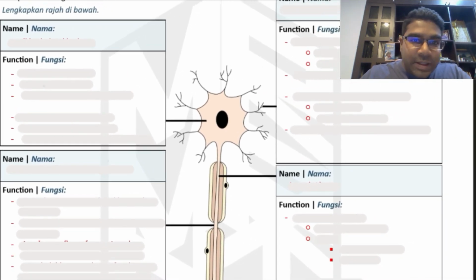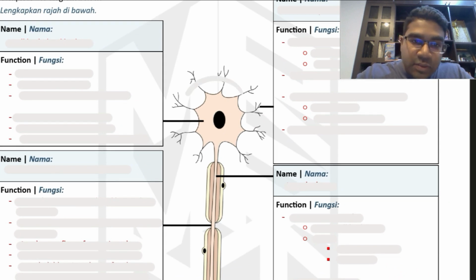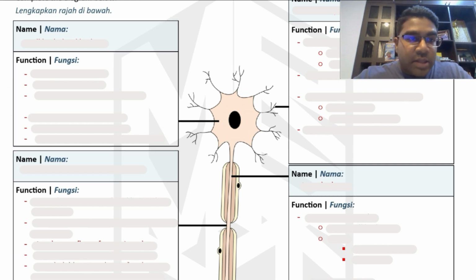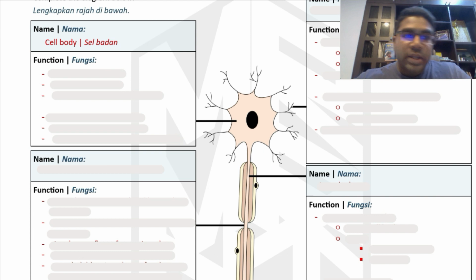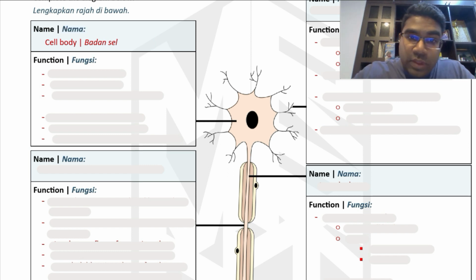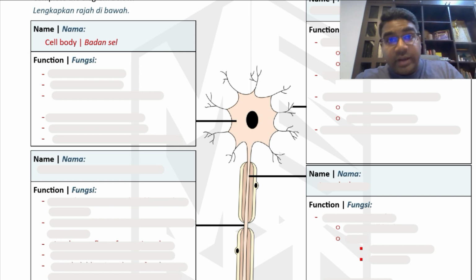So di atas sekali kita boleh nampak ada satu bahagian ini yang mempunyai nukleus di dalamnya. We have a part with a nucleus inside. This is called the cell body. Ini adalah badan sel. Bukan sel badan ya. Ini adalah badan sel. So dalam badan sel ini dia ada nukleus dan sitoplasma, we have the nucleus, cytoplasm dan organel-organel yang lain and other organelles as well.